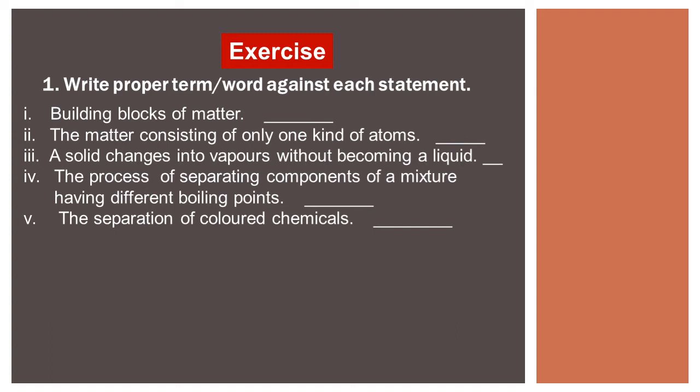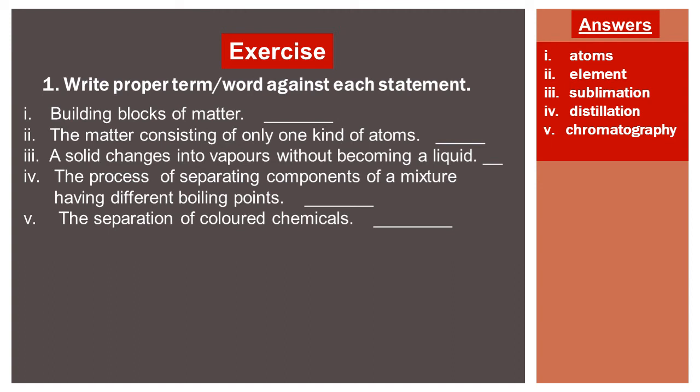And in part number 4, the process of separating components of the mixture having different boiling points. We covered this topic in this lecture as well. You remember it was the distillation process, separating different components having different boiling points. So this is called distillation. In part number 5, the separation of colored chemicals. You know, this is the last topic of chapter number 5, that is about chromatography. So the correct answer must be chromatography. Let us tally the answers given at the end of the slide.